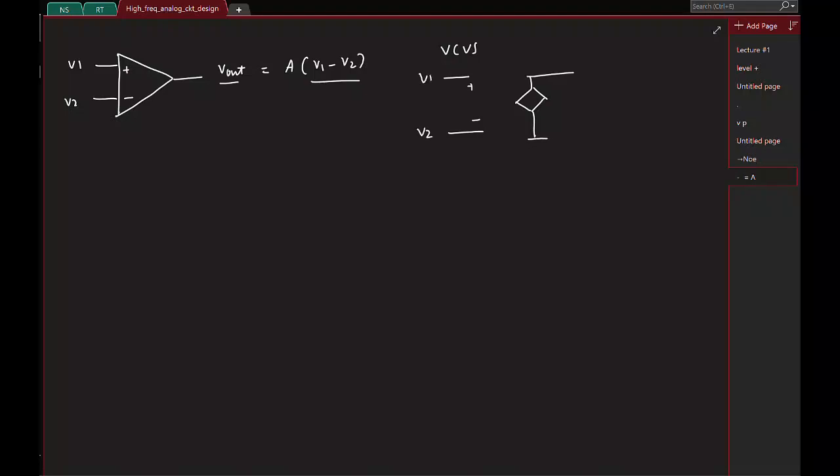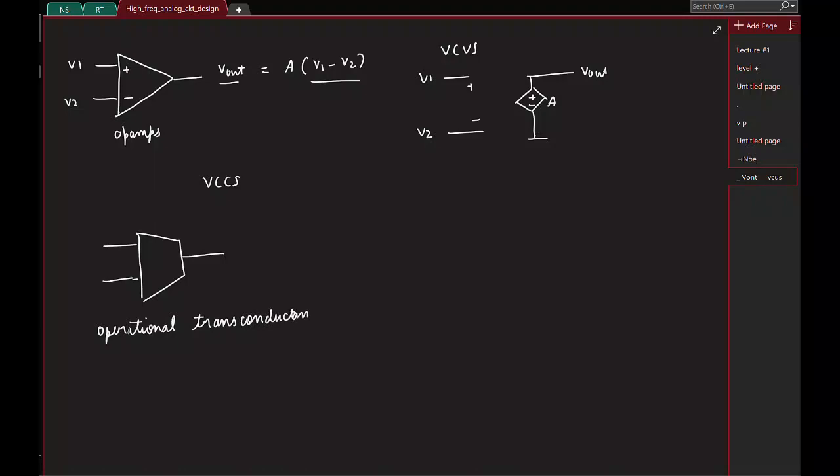So this is V1, V2, and you'll have the source. But on ICs it turns out it's much easier to implement a voltage controlled current source. So instead of realizing an op-amp, we'll usually implement an operational transconductance amplifier, or OTA in short.